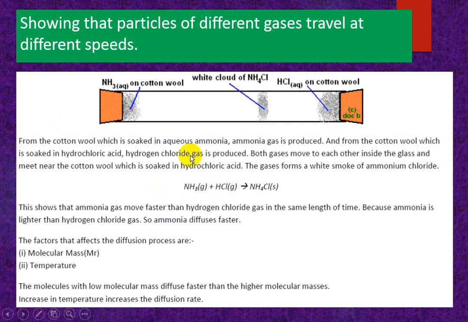So have you understood this thing? Showing that particles of different gases travel at different speeds. So which gas has more speed? Ammonia and hydrogen chloride gas. Which gas moves faster? Ammonia. Why? Because it has a lower mass. Lower molecular mass. Good, excellent.